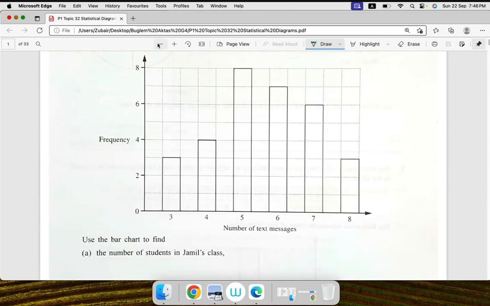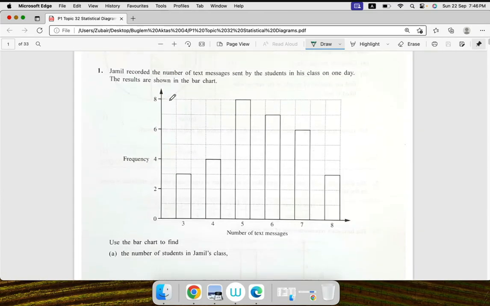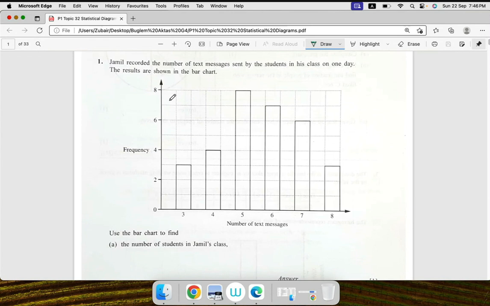Now we have some mix of questions. Jamil recorded the number of text messages sent by students in his class on one day. The results are shown in the bar chart. Frequency is given, number of text messages given. Use the bar chart to find the number of students in Jamil's class.